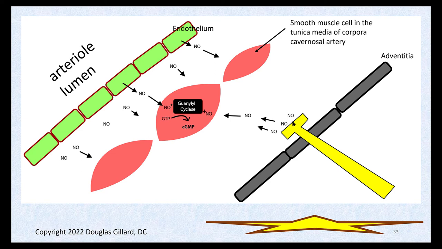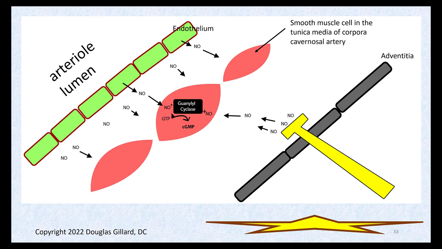Right? So nitric oxide is being released from the endothelial cells and from the nerve endings in the tunica adventitia, and it's flooding into the smooth muscle cells. And remember, this is a blood vessel. We have blood flowing through here, and this is the wall of the blood vessel. In the middle of the wall, of course, is where the smooth muscle lives, which has the ability to control the lumen of this blood vessel.